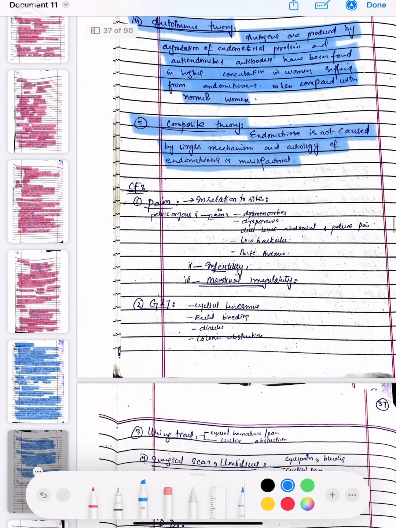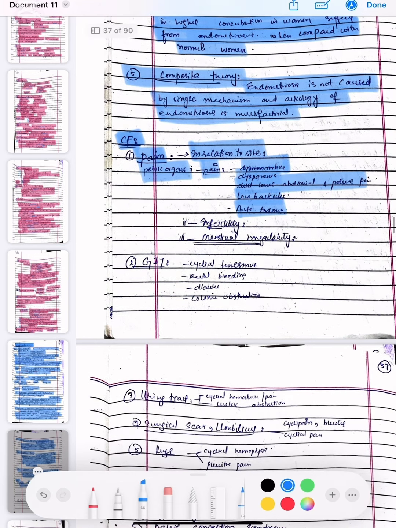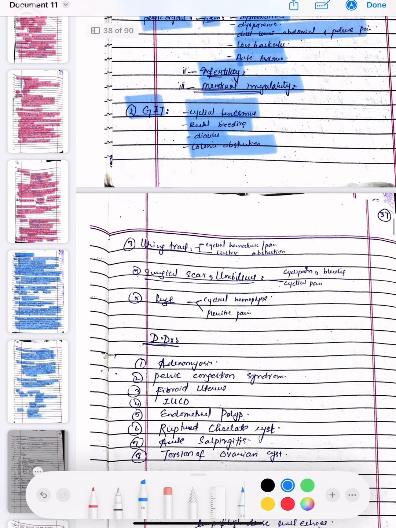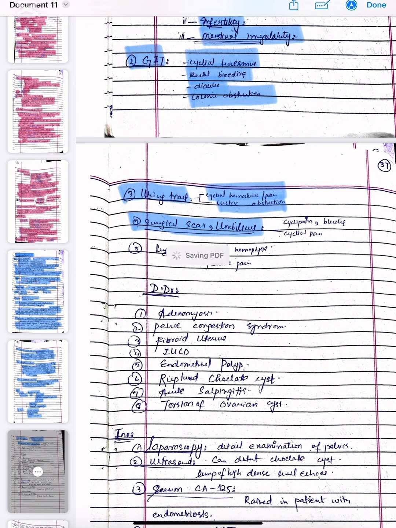Now, what are the clinical features of endometriosis? These are pain in relation to the site. Pelvic organ pain includes dysmenorrhea, dyspareunia, dull lower abdominal and pelvic pain, lower backache, and acute abdomen. Infertility is there and menstrual irregularity is present. The GIT clinical features are cyclical tenesmus, rectal bleeding, diarrhea, and colonic obstruction. The urinary tract clinical features are cyclical hematuria and pain and ureteric obstruction. The surgical scar and umbilical clinical features are cyclical pain and bleeding.